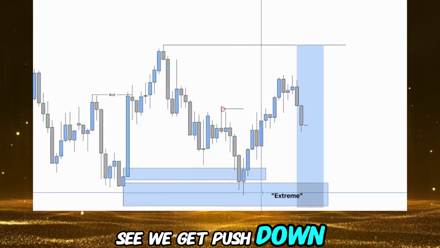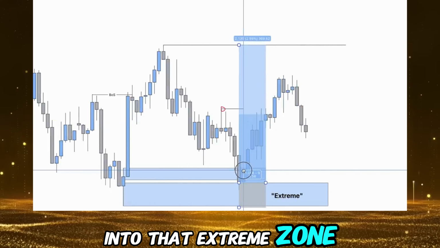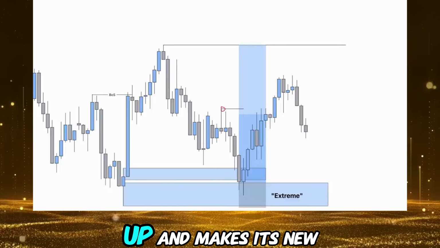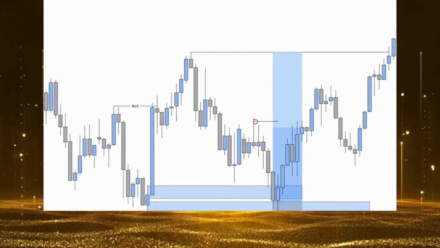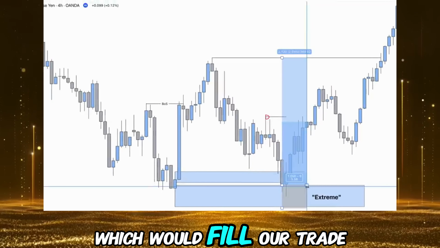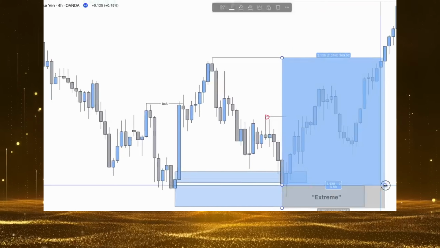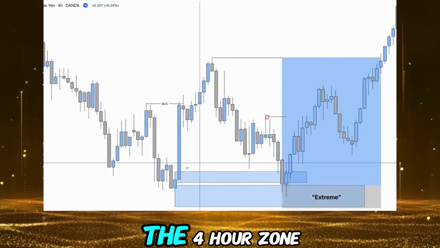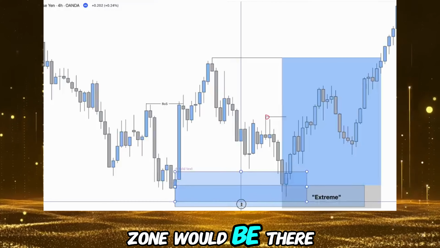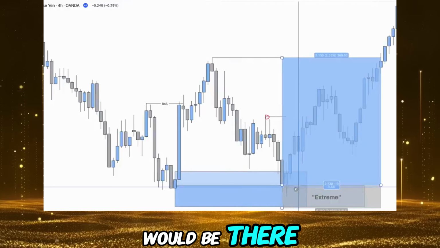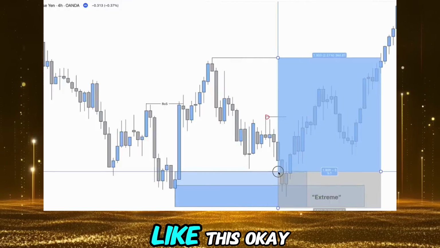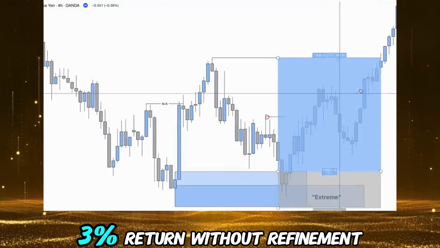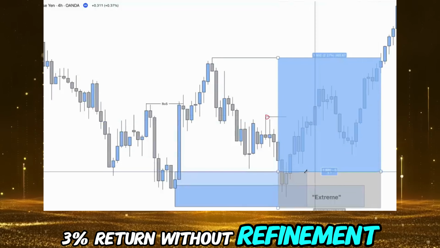See, we get pushed down into that extreme zone, and then the market pushes up and makes its new high, which would fill our trade target. And just to show you, if we were working with the 4-hour zone, the high of the zone would be there, the low of the zone would be there. So our position would look like this, okay? So we're looking at around a 3% return without refinement.